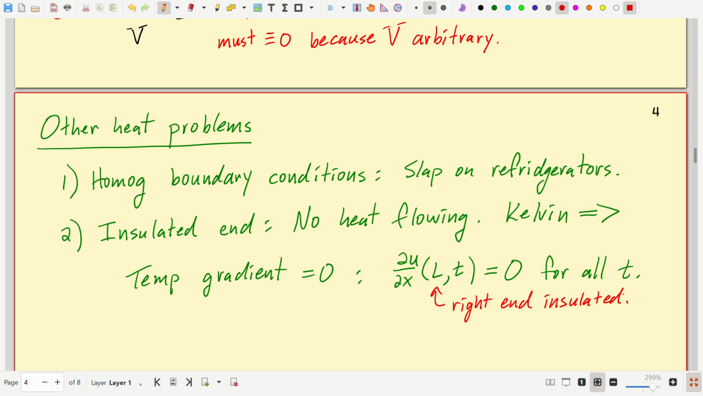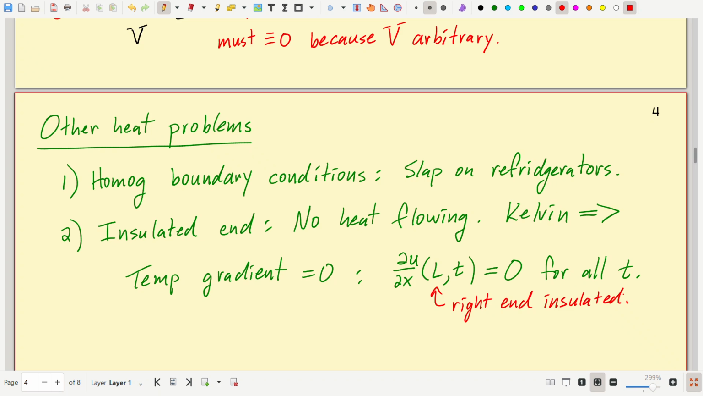That's a pretty interesting problem, and it leads to Sturm-Liouville problems that involve different kinds of boundary conditions. And that's one of the problems you've got in your homework. So the first problem is both ends are insulated. And then the second problem was related to one end being insulated. Those are interesting to think about.